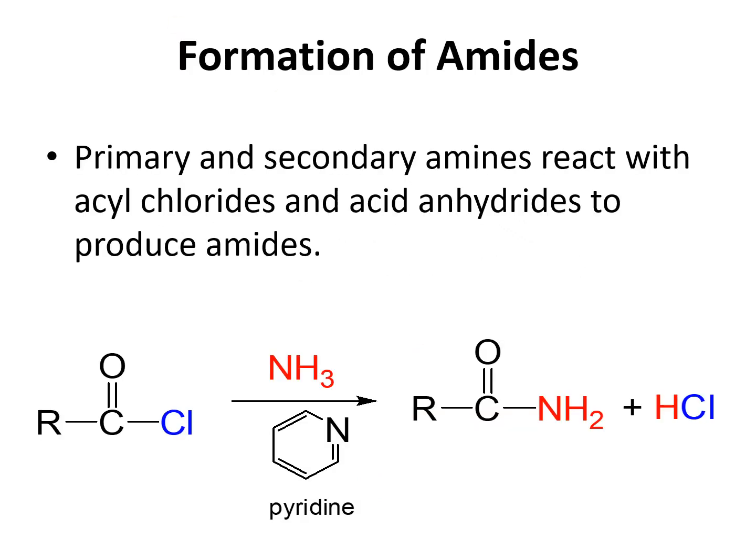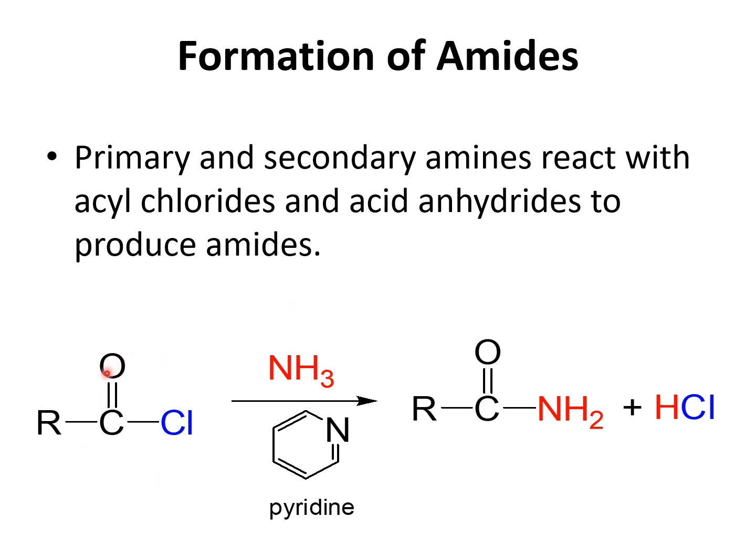And the next one is formation of amide. Primary and secondary amines react with acyl chloride and acid anhydrides to produce amide. So it doesn't matter if you start with acid chloride or acid anhydride. When you treat it with amine, you form amide. This is what we saw in previous chapters, both in acyl chloride and acid anhydride.